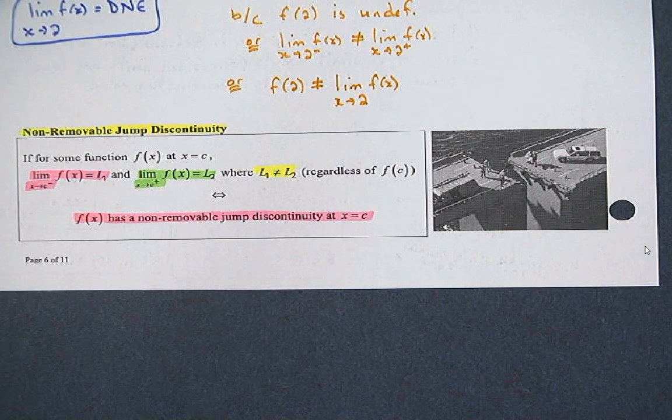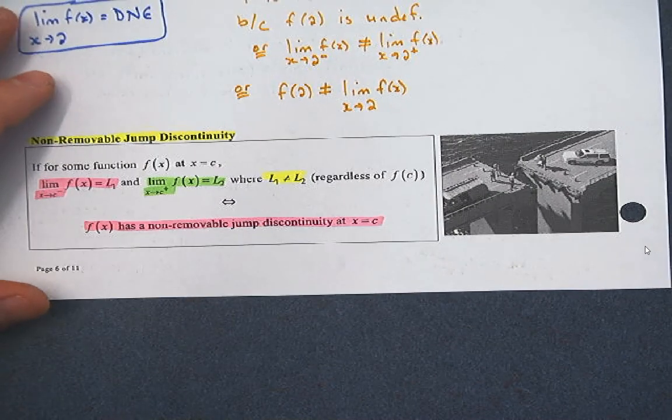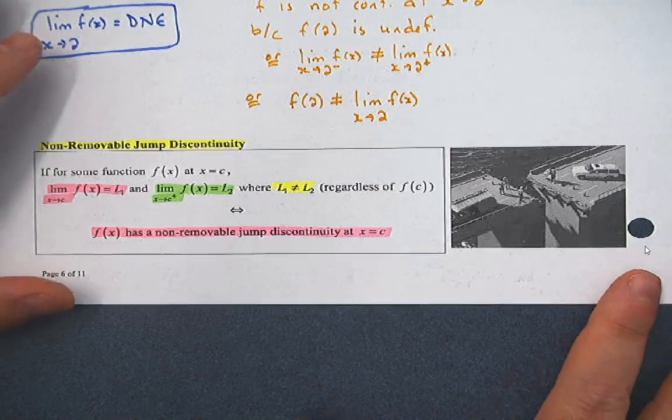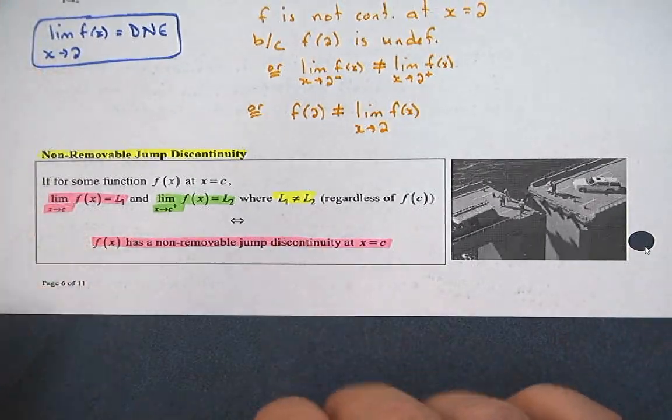So we've talked about a hole discontinuity, which is a removable discontinuity. We've talked about a jump discontinuity. And now we're going to start to talk about some other types of discontinuities. Well, we'll get into those in a minute.